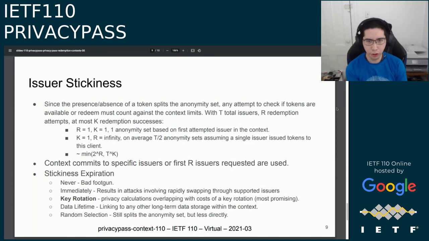There's other more complicated schemes where we try rotating things, but each of them has their own additional complexity to the privacy math we'd have to do here. Next slide.